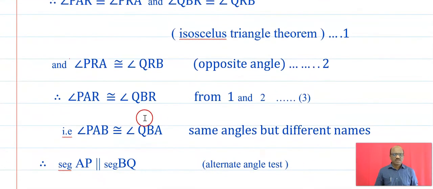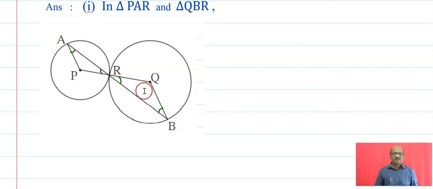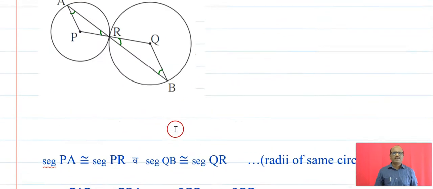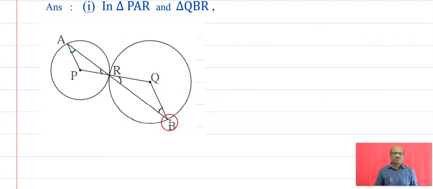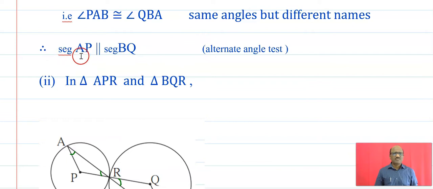These are the vertically opposite angles, and therefore angle PAR is congruent to angle QBR, but we will have another name also. That is, angle PAB is congruent to angle QBA. But these two angles are the alternate angles for the lines AP and QB, where AB is their transversal, and therefore by the alternate angle test, these two lines are parallel. That is, segment AP is parallel to segment BQ.